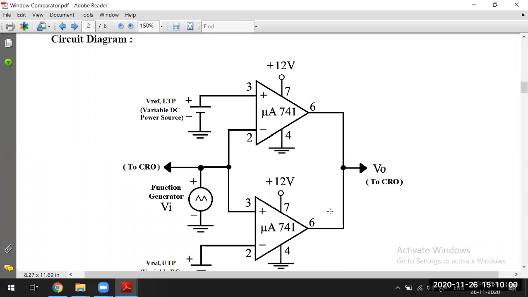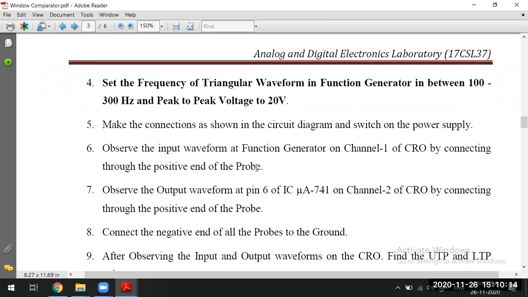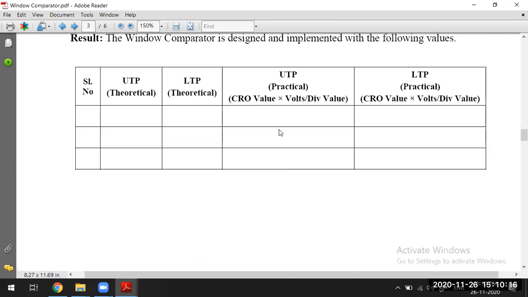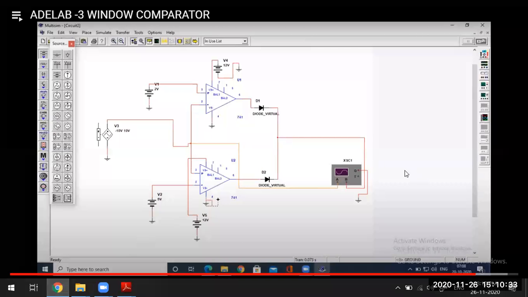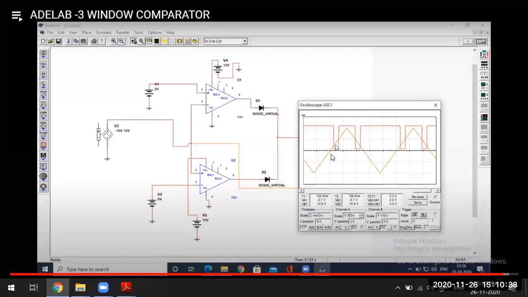If you understand this much, it is more than enough. Whenever you do it with the hardware, you will learn other things. How you are actually going to do it: see the theoretical values 5 volts, 2 volts. Whatever values you see in the CRO, you are going to write them here. You can see the waveform here. This is how it looks.